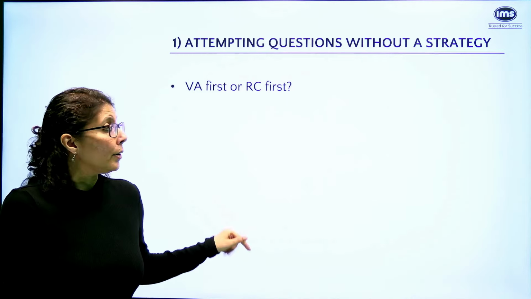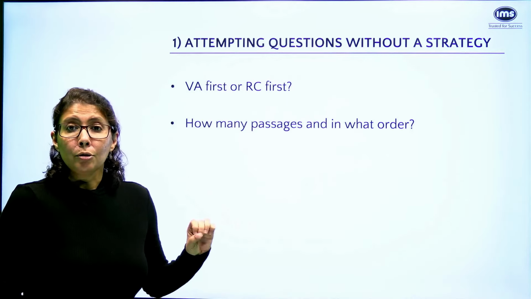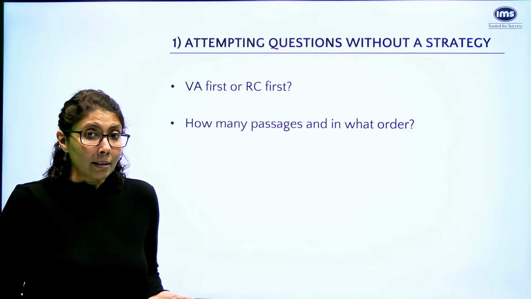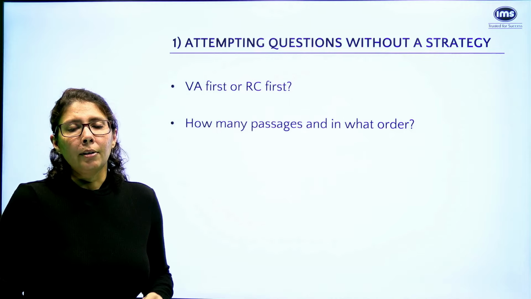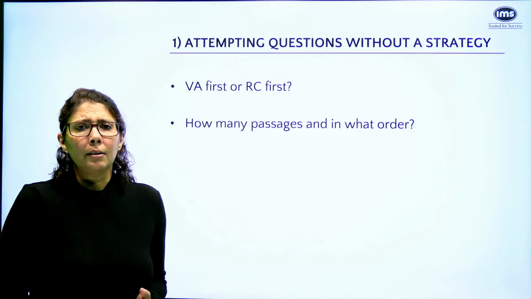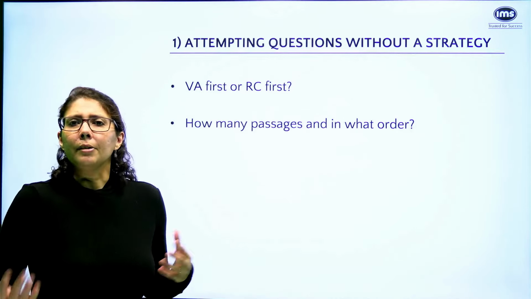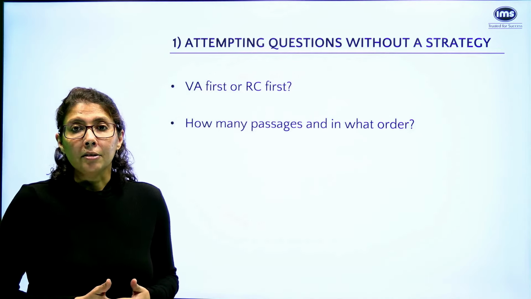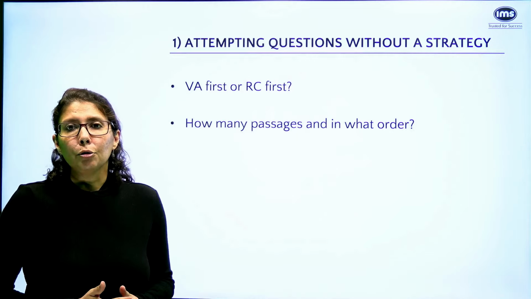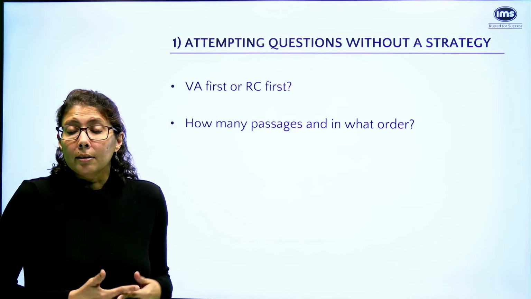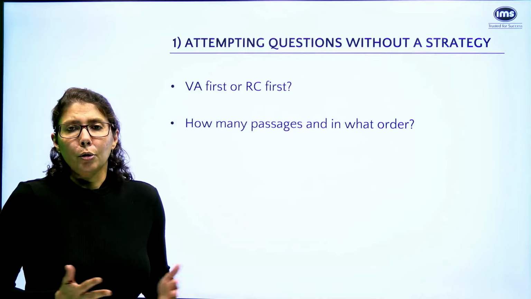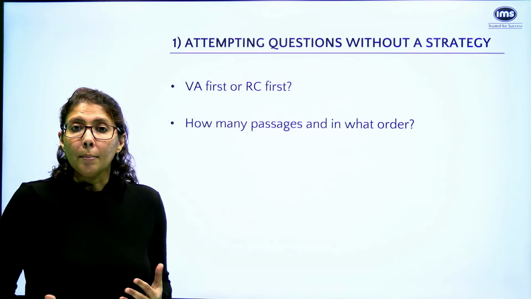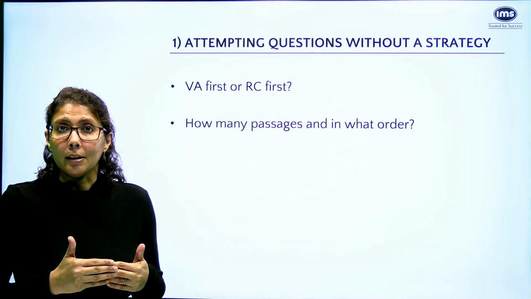But this is not the only question that you consider. There is also in what order I should attempt the passages and how many passages should I attempt. For example, if I'm merely trying to clear the cutoff, I would believe that two passages might be enough and some VA questions. But what if I'm trying to get past the 95th percentile? Are two passages going to be enough? Probably not. Maybe I'll need to do three passages. What if the test section is super easy? Could it be possible that I can attempt four passages also? Maybe. So you need to think about what is possible in that particular test.